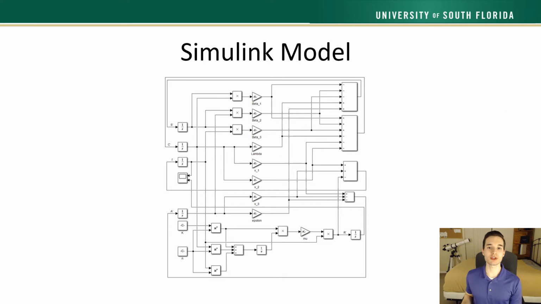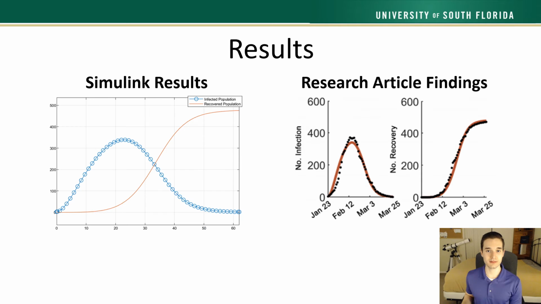The Simulink model shown is the model used for this analysis. It contains all 5 presented differential equations with their respective constants. A scope is used as shown to illustrate the infected population and recovered population on the same graph. As shown, the result of the Simulink model agrees with the graphs presented in the research article, as they have the same behavior and approach similar values at a given time.